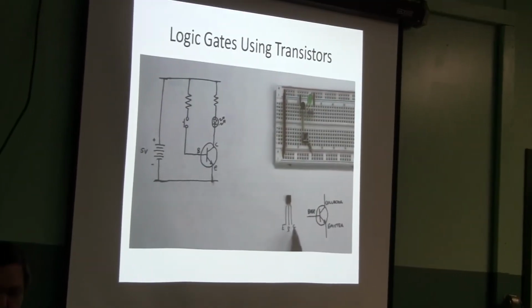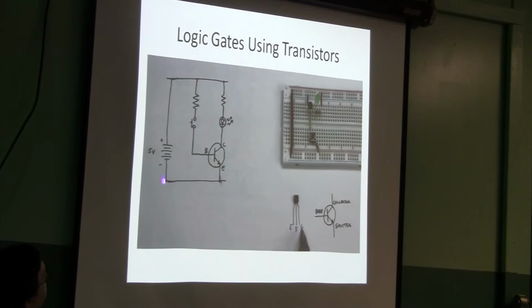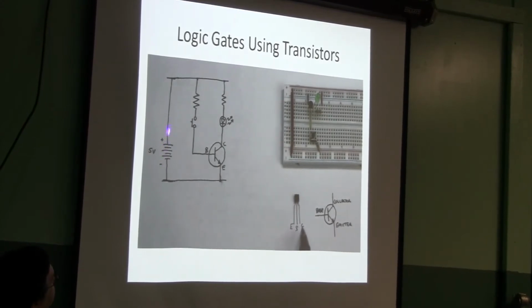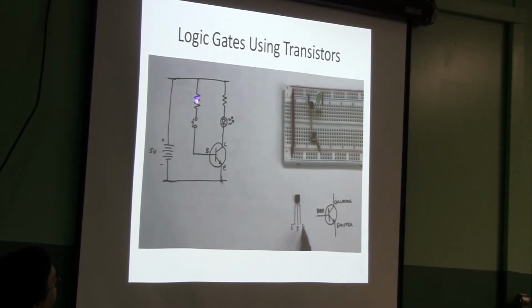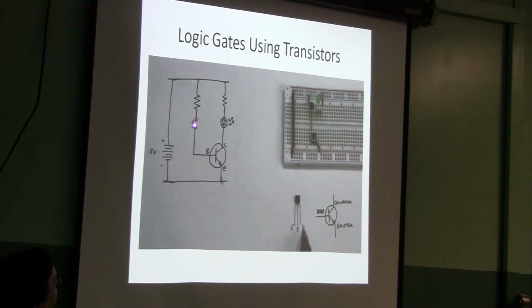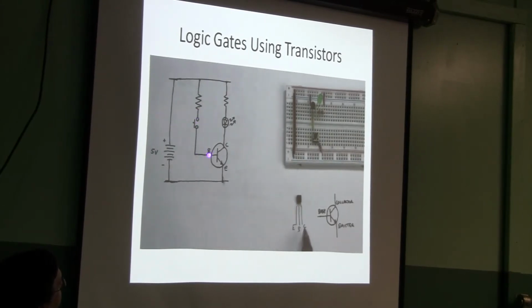So in this circuit, we have a battery over here that's producing 5 volts, and it goes through a resistor and a switch to the base of this transistor, and then the emitter of the transistor goes to ground, and the collector of the transistor goes through an LED through a resistor to 5 volts.